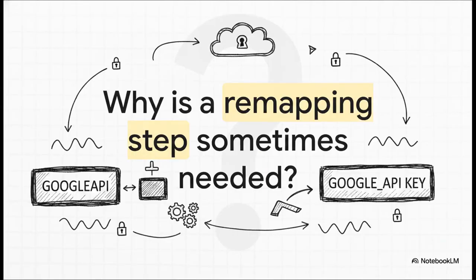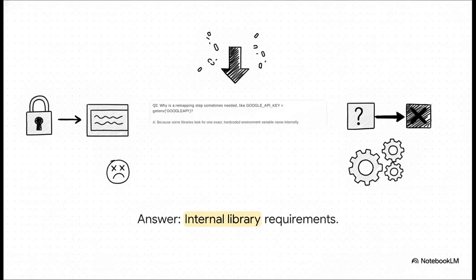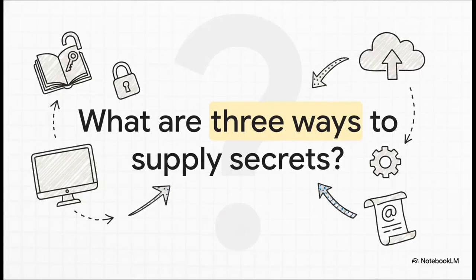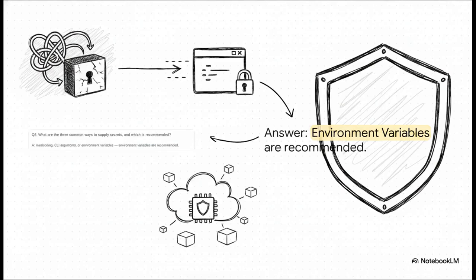Moving right along, flashcard 2. Why do we sometimes have to write that extra line of code to remap our variables? It all comes down to internal library requirements. If an SDK is rigidly looking for one exact name and you named it something else locally, you've got to build that bridge so it doesn't throw an authentication error. Let's rewind back to the basics for flashcard 3. What are the 3 common ways to supply secrets to a program, and which one takes the crown as the best practice? Hard coding, command line arguments, and environment variables. With environment variables being the universally recommended standard for sure.